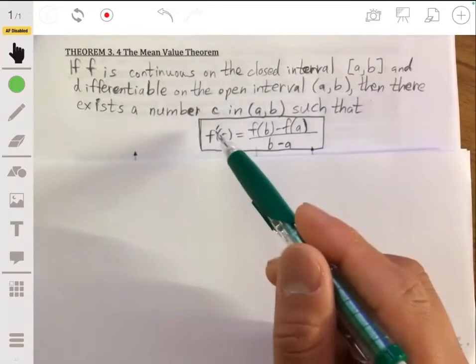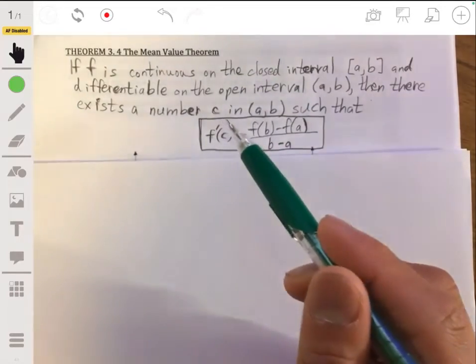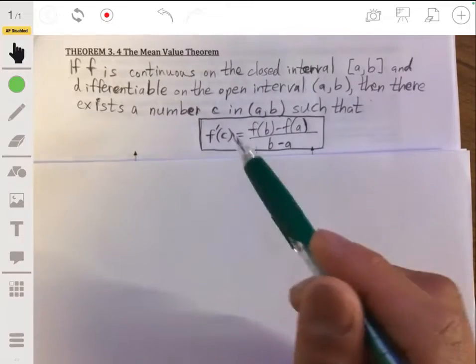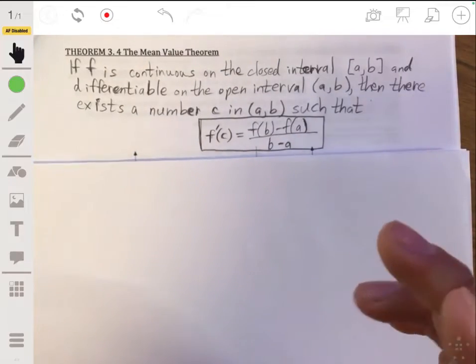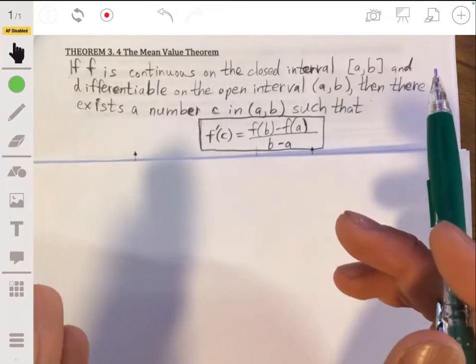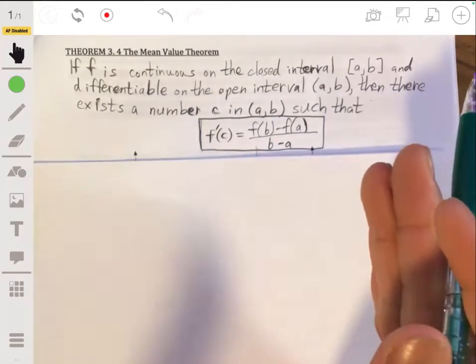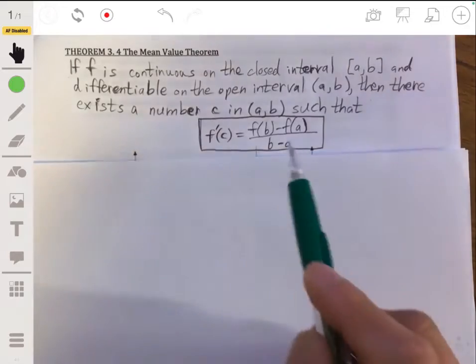Now what the heck does this even mean? It's actually not that difficult. It's actually pretty intuitive once you see a picture. All this is saying is that the derivative at a point within the interval, you're always going to be able to find, is equal to the slope of the line that connects the endpoints.